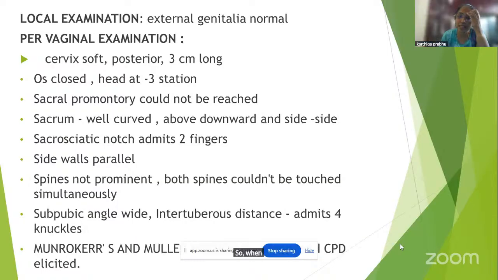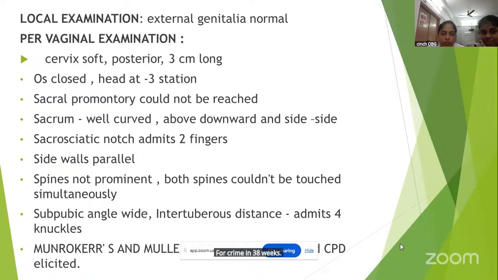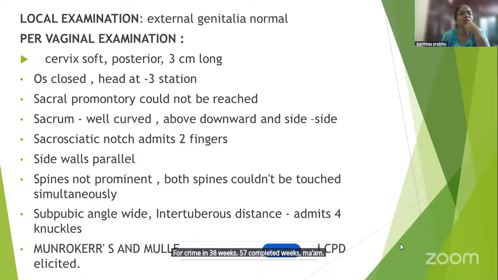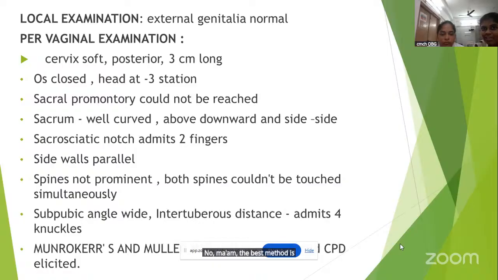So when will you do the cephalopelvic disproportion assessment? For a primi, at 38 weeks, 37 completed weeks, ma'am. Okay. Is it advised now? No, ma'am. The best method is to see the onset of labor, ma'am.